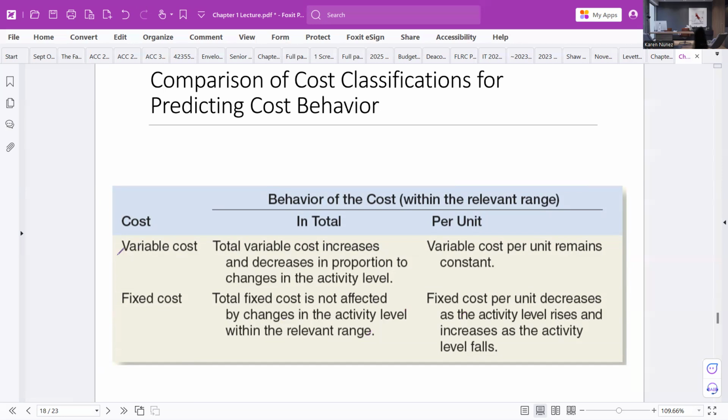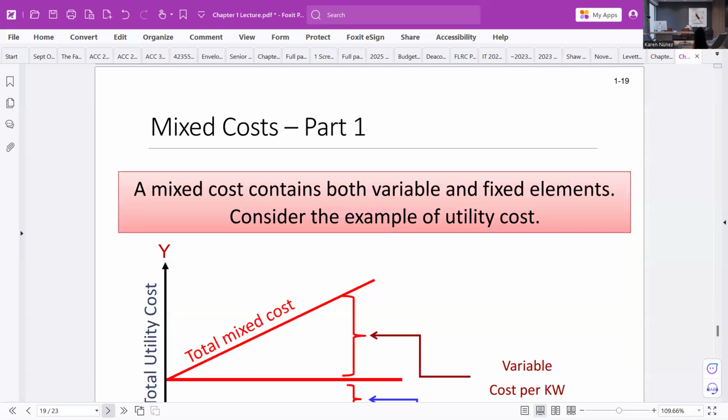You need to know that a variable cost in total is going to vary in direct proportion to changes in the level of activity. It increases and decreases in proportion to the changes in the activity, but the per unit cost is constant. And a fixed cost in total is not affected by changes because it's constant. But the per unit cost is going to decrease inversely or increase inversely with changes in the level of activity.